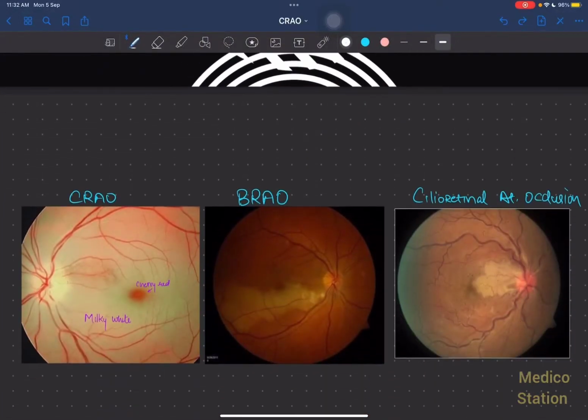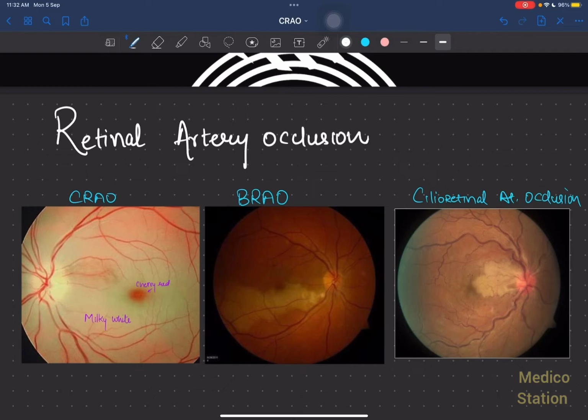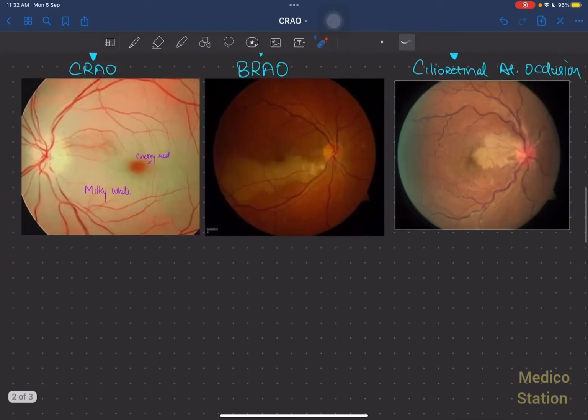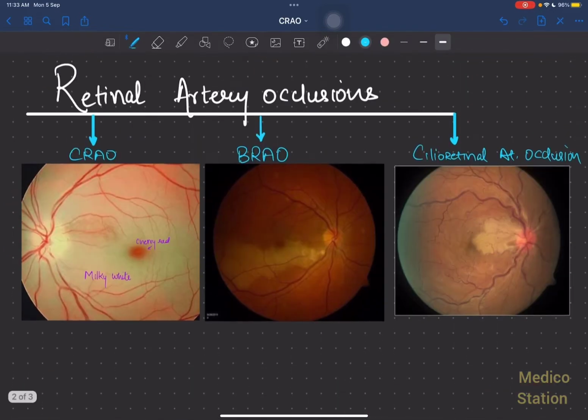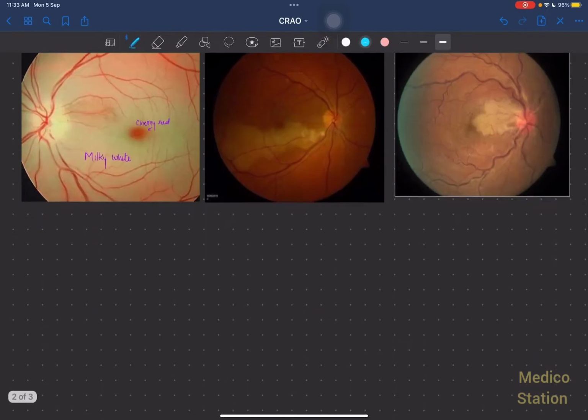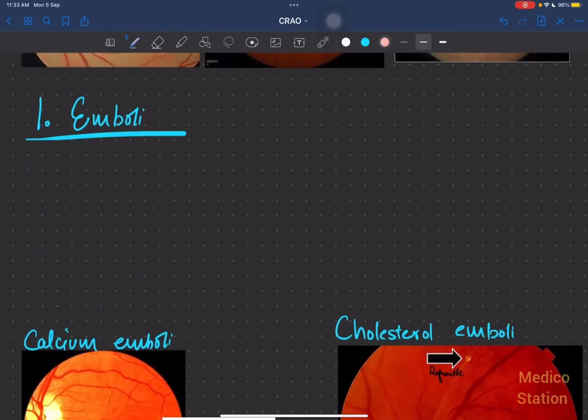Central retinal arterial occlusion comes under retinal artery occlusions, which also include BRAO and cilioretinal arterial occlusions. We will be mainly doing CRAO in retinal arterial occlusions. All three have the same etiologies. First etiology is emboli. Emboli can be of cholesterol, calcium, and platelet fibrin.